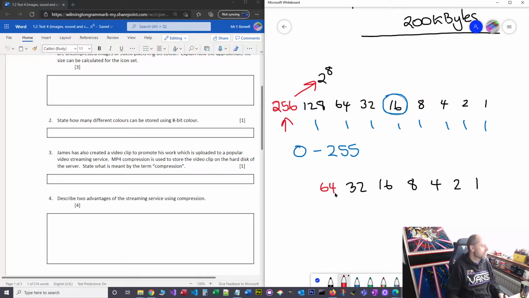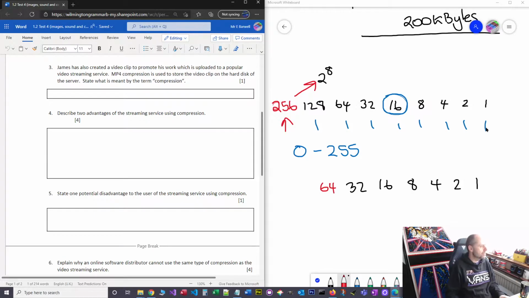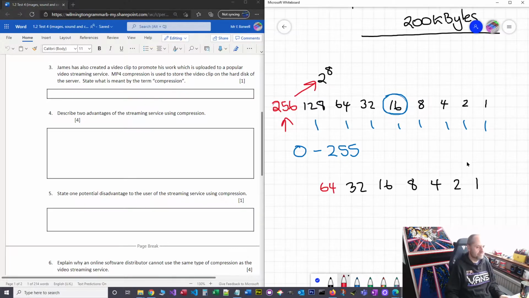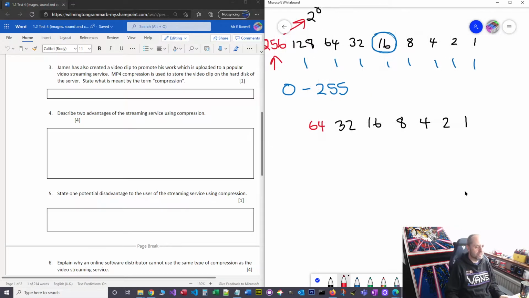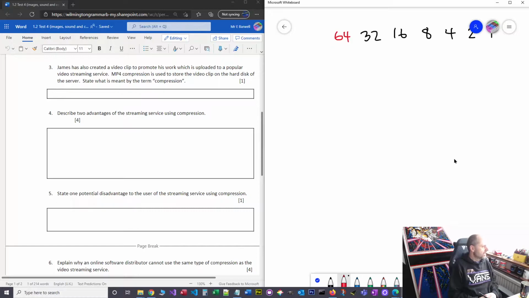Okay. Right, moving on. So question 3 says, James has created a video clip to promote his streaming service. And he's going to use MP4 compression, which is like video compression, to store the video clip on his hard disk. State what is meant by the term compression.